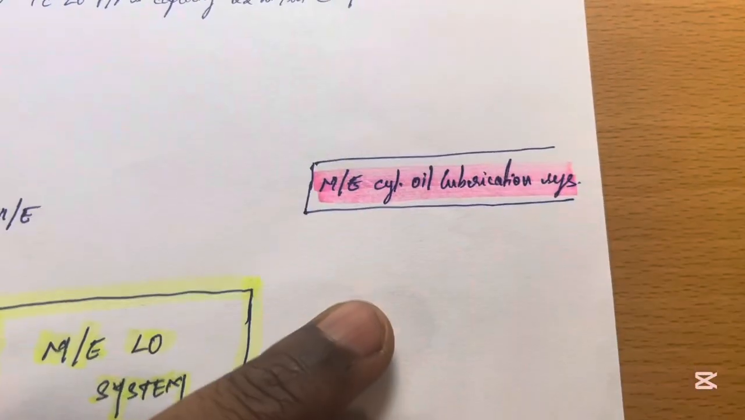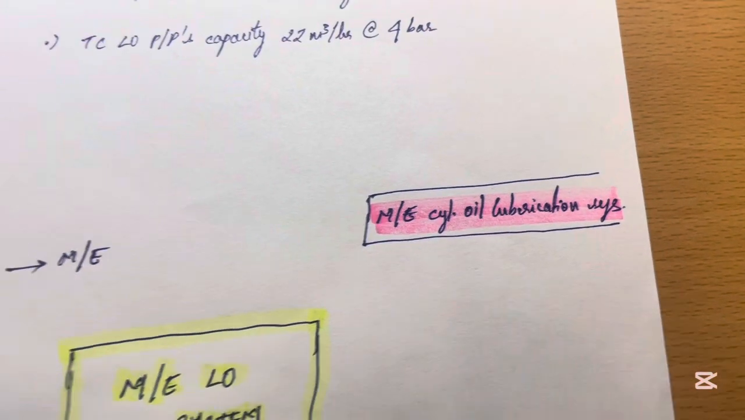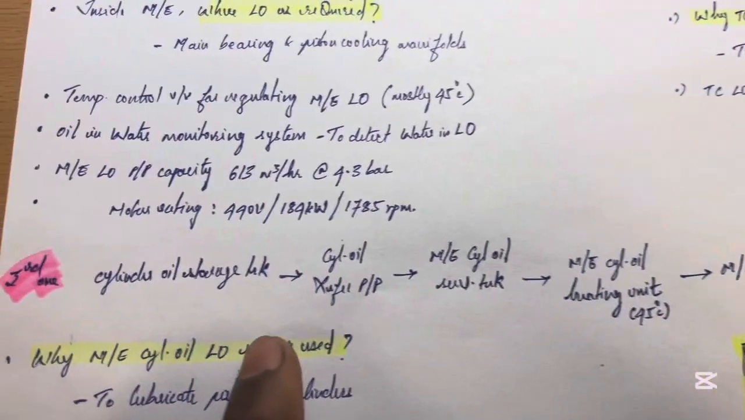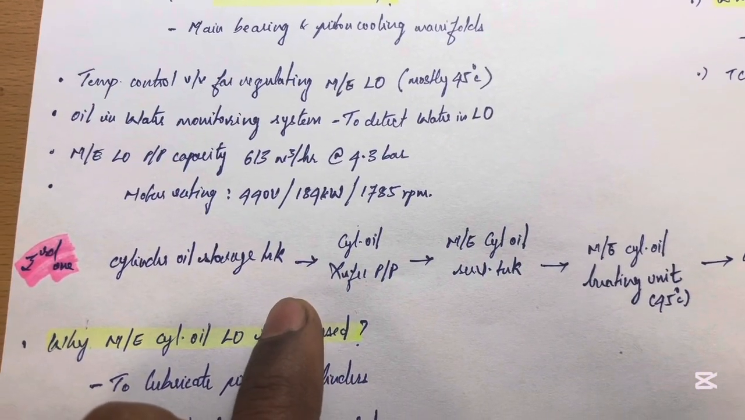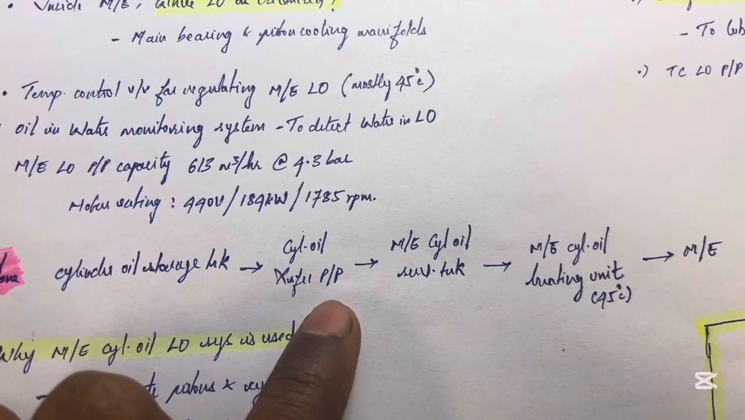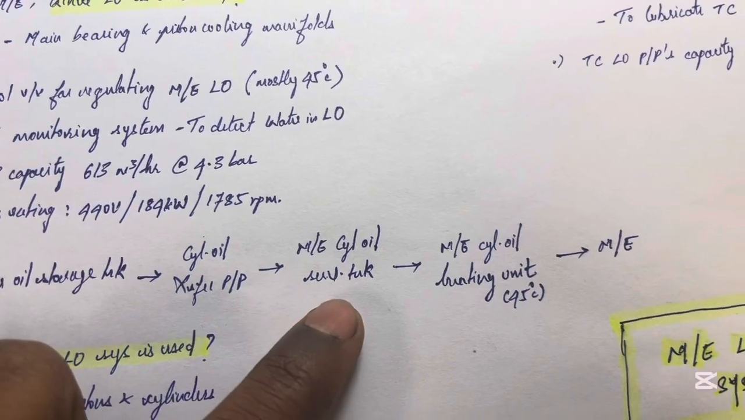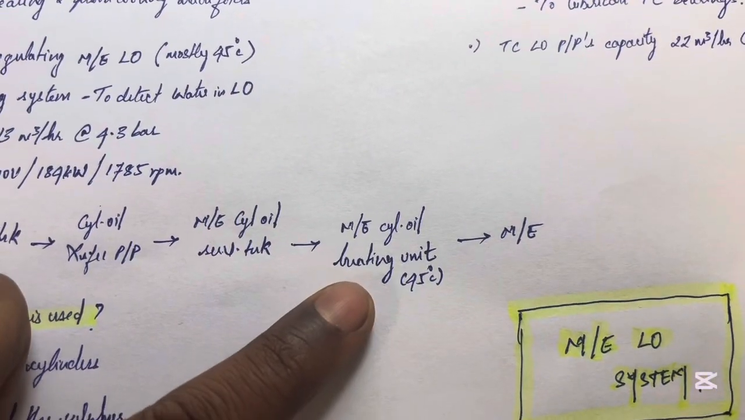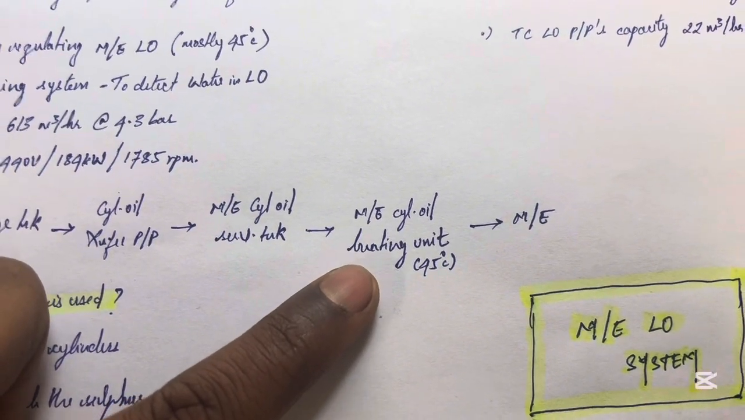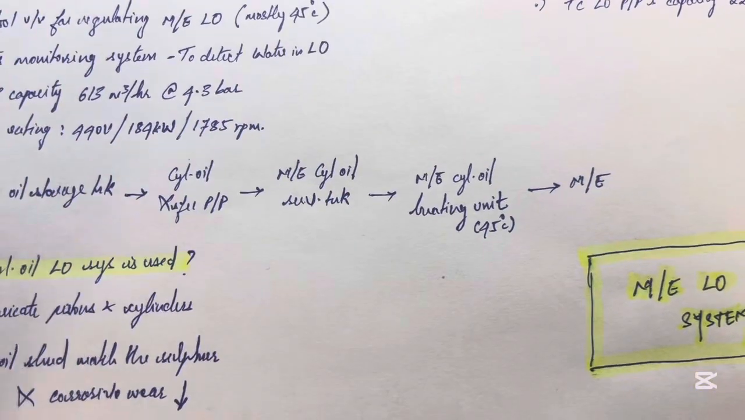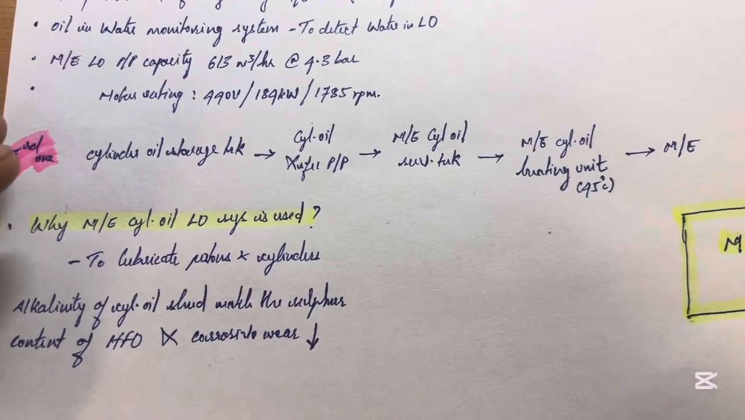And the third one is the main engine cylinder oil lubrication system. Here the flow works from the cylinder oil storage tank, through a cylinder oil transfer pump, to a service tank, and from the service tank to the main engine through a heating unit that maintains a temperature of 45 degrees.